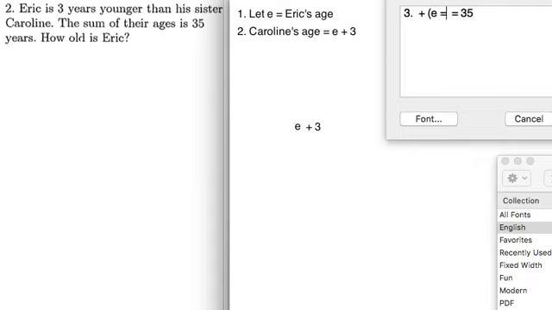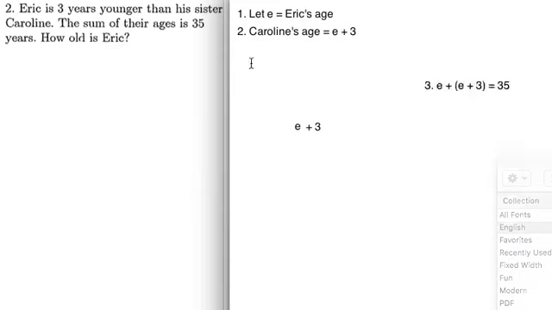Caroline's age and good old Eric's age. Happy birthday, Eric, by the way. Congratulations on turning whatever age. We'll soon find out what you just turned here in a second.